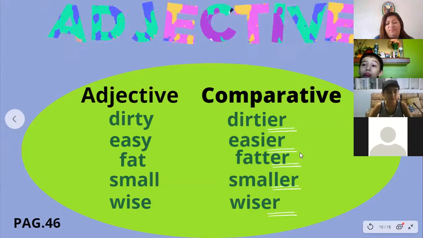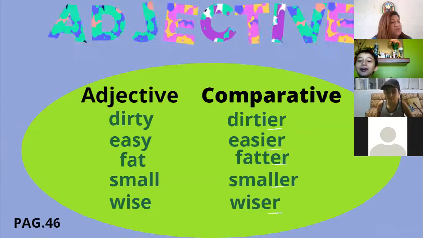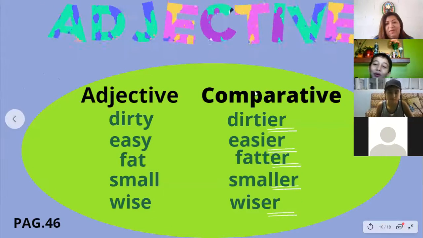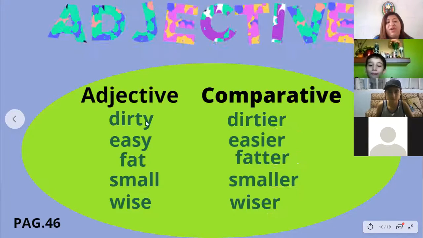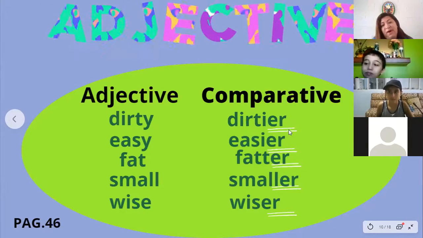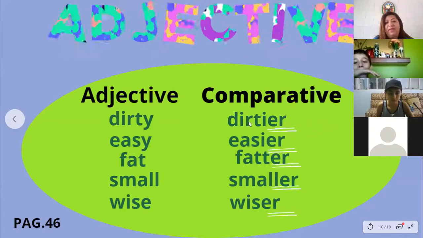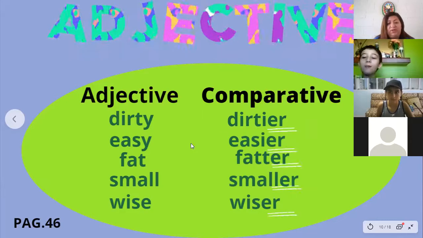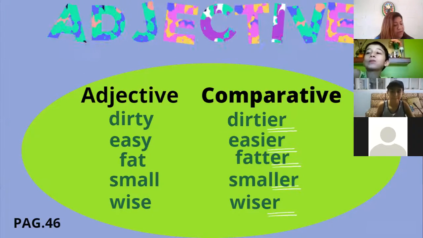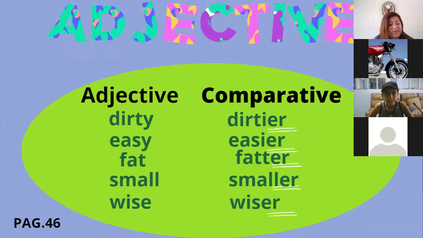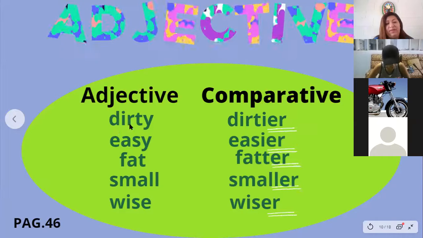Let's see now. Here we have our table that you have at the bottom of page 46. We have the adjective and we have the comparative. So let's change our adjective and complete the comparative. We have them here already. So let's repeat and let's complete it in our chart. Page 46. We are completing page 46. The table of adjectives and comparatives. So let's see. Let's repeat.